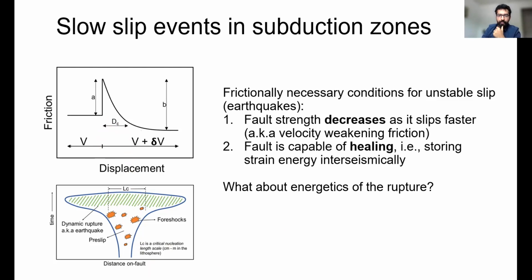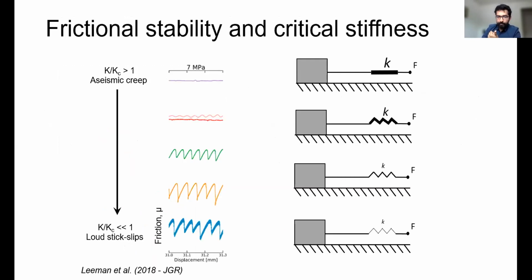The second requirement is that the fault is able to heal or store strain energy interseismically. So what about the energetics of the rupture? This is also important. And I'm going to talk a little bit about rupture energetics in this slide and the next one. So on the right, we have a spring block slider setup. And on the left, you have a corresponding fault friction response.